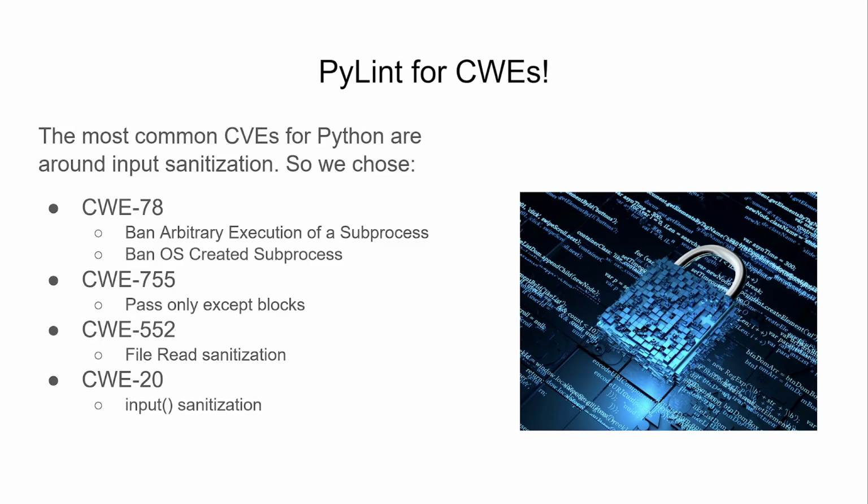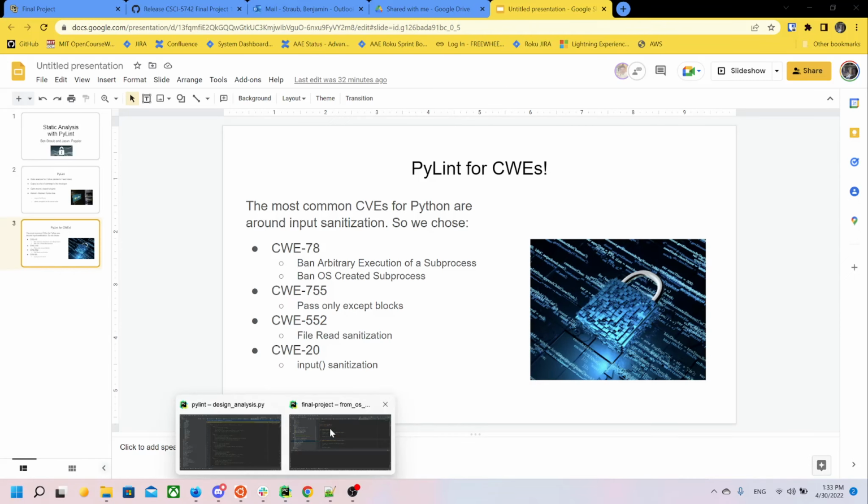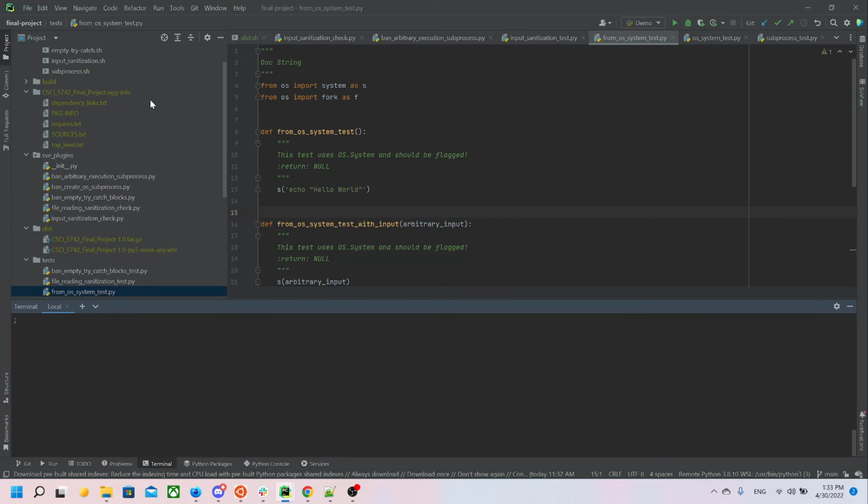Well, the most common CVE for Python is around input sanitization. Based on that, we chose 4 different CWEs, and in each of those CWEs, very specific scenarios that we wanted to detect in Python when we're doing bad things. So with that, we will start with the pass-only try-except block issue to get right into it.